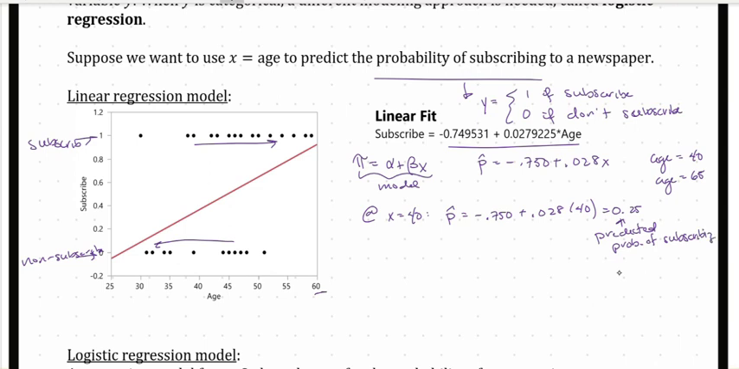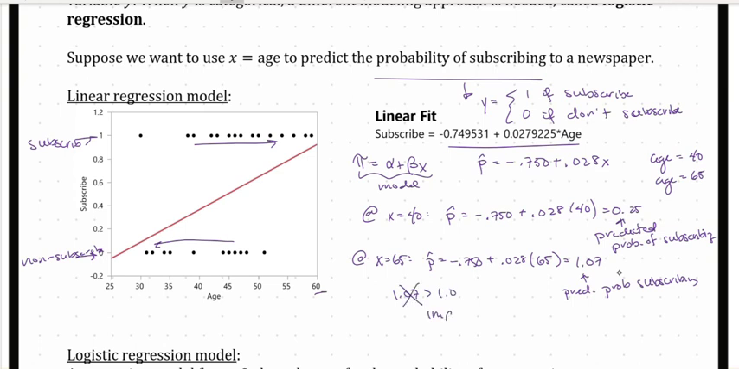And then we do the same thing for 65-year-olds. At x equals 65, p hat equals negative 0.750 plus 0.028 times 65, and that gives us a probability, or p hat, of 1.07, and we can see where the problem lies. Now we have a predicted probability of subscribing that is greater than 1. This is impossible. We know that probabilities, predicted or otherwise, have to be between 0 and 1, so this is not a valid prediction.